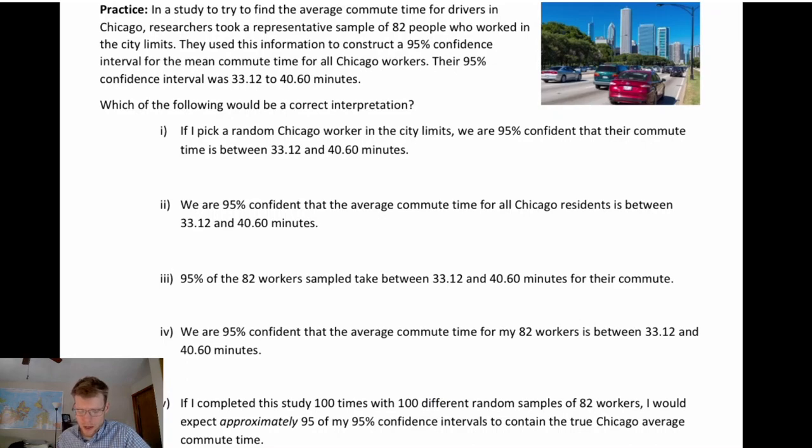Okay, so option one, here's an interpretation. If I pick a random Chicago worker in the city limits, we are 95% confident that their commute time is between these times. Notice that this statement is describing confidence in an individual's commute time. So we have this wording here, that if I pick a random Chicago worker, their commute time is in this range. The answer here is no. This is not an appropriate interpretation.